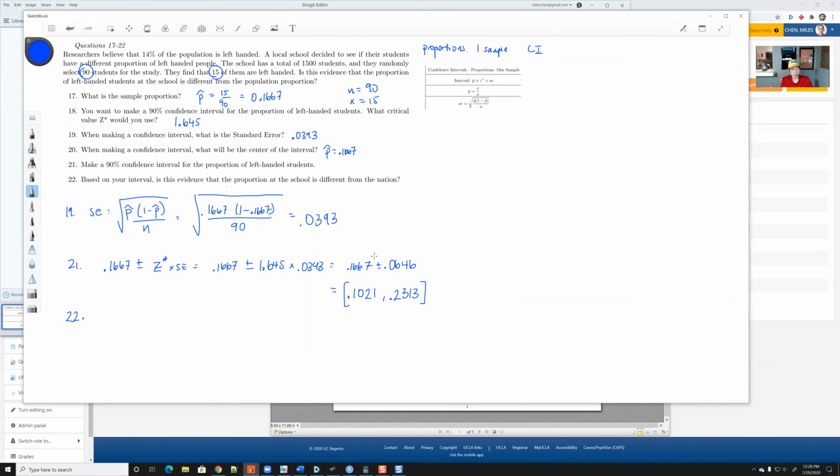Is this evidence that the proportion at the school is different from the nation? All right, so what is the nation? The nation is 14%. So 0.14 is inside the interval. So we do not have evidence that the school's proportion is different from the nation's proportion.